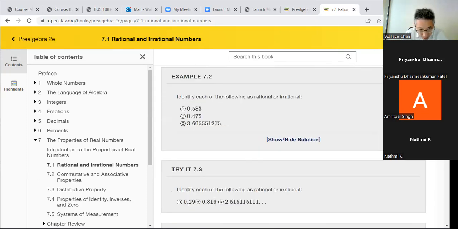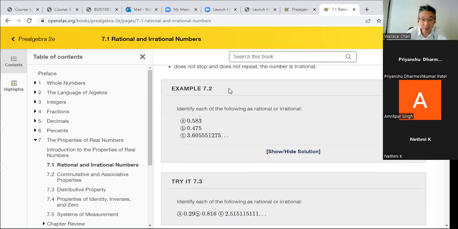Now, why don't we take a look at example 7.2, which numbers are rational and which are not. A, is it rational? Yes, it's rational, because even though it keeps going, the number 3 is the one that keeps repeating itself. So at least you can predict the pattern.